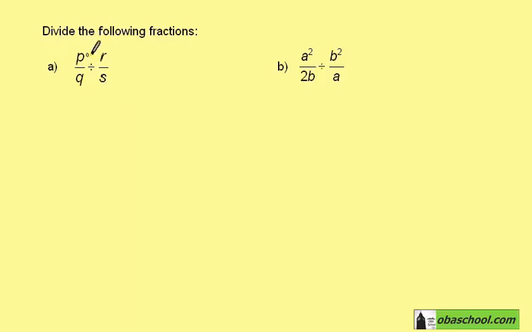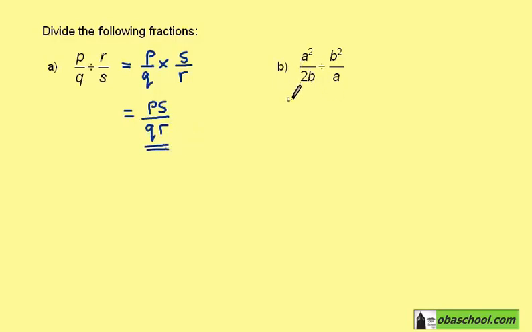We want to divide the following fractions. We have p over q divided by r over s. When dividing fractions, we write the first fraction down, change the divide to a multiply, and turn the second fraction upside down. We then have p times s, which is ps, over q times r, which is qr.